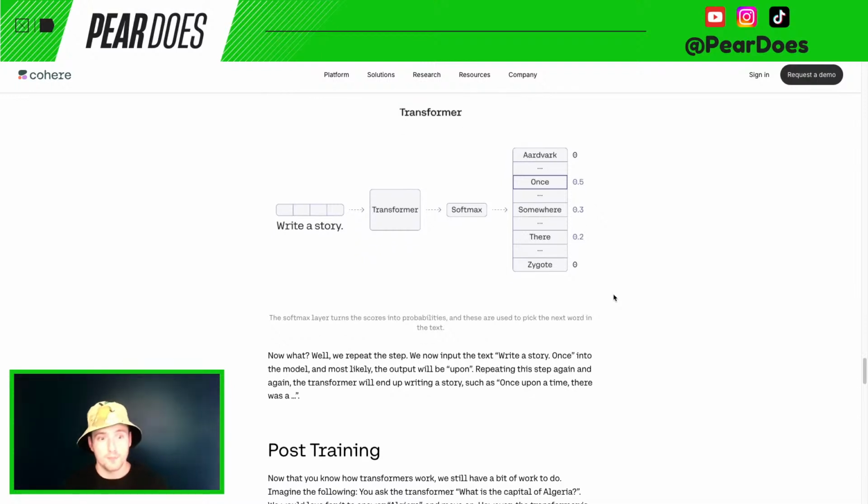Now what? Well, we just keep repeating the step. Keep going down until this prompt has been answered and the user is satisfied with the response. So we keep repeating. Now they input the text, "write a story once" into the model, and most likely the output will be "upon" and continue. And so the model keeps prompting itself over and over until the response is something that is able to be transmitted to the user.